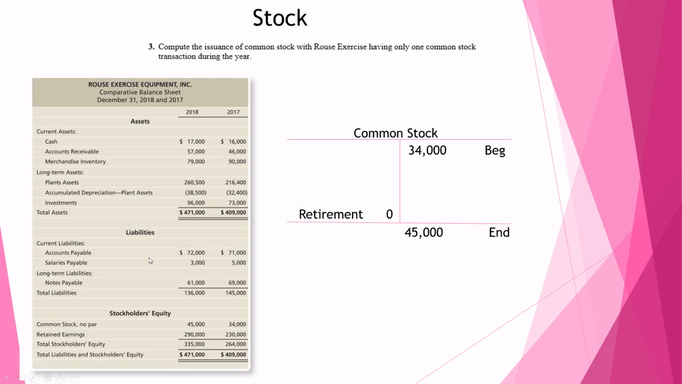Next, our stock transactions. So it says compute the issuance of stock only if they only had one common stock transaction during the year. So we know if we had a beginning balance of $34,000, an ending balance of $45,000, and we didn't have any retirement of stock, that means we must have issued more stock for $11,000. Now if we issue stock, remember the offsetting entry to that, the debit is a debit to cash, because when we issue stock, we do that to get money. So this is going to represent a cash inflow. So cash is coming in for $11,000 because someone purchased stock from us and gave us money.